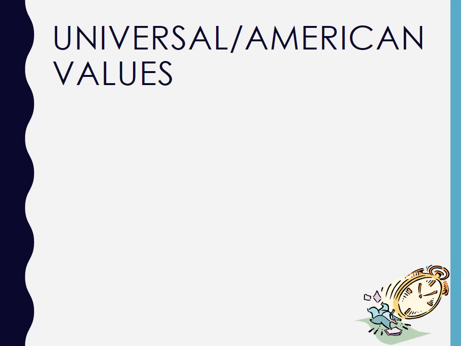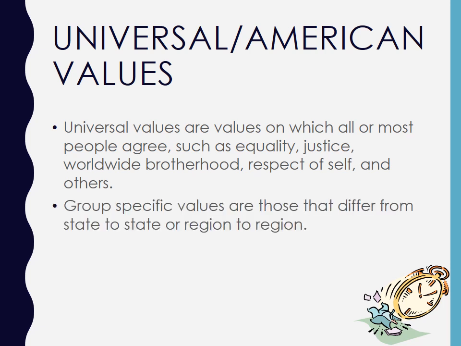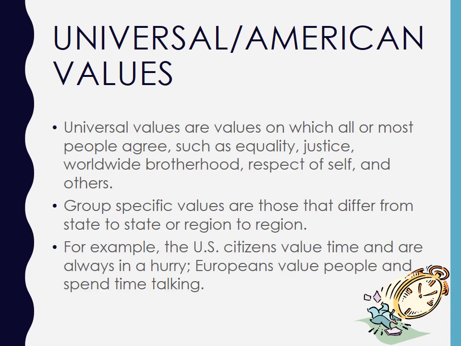Universal values. Universal values are values on which all or most people agree, such as equality, justice, worldwide brotherhood, respect of self and others. These are group-specific values that can differ from state to state, region to region, or country to country. So an example, people in the US and Europeans both value time. People in the US value time because we say time is money. We're always in a hurry to make money. Whereas Europeans value time because they want to spend it with other people. So we both value time, just in different ways.